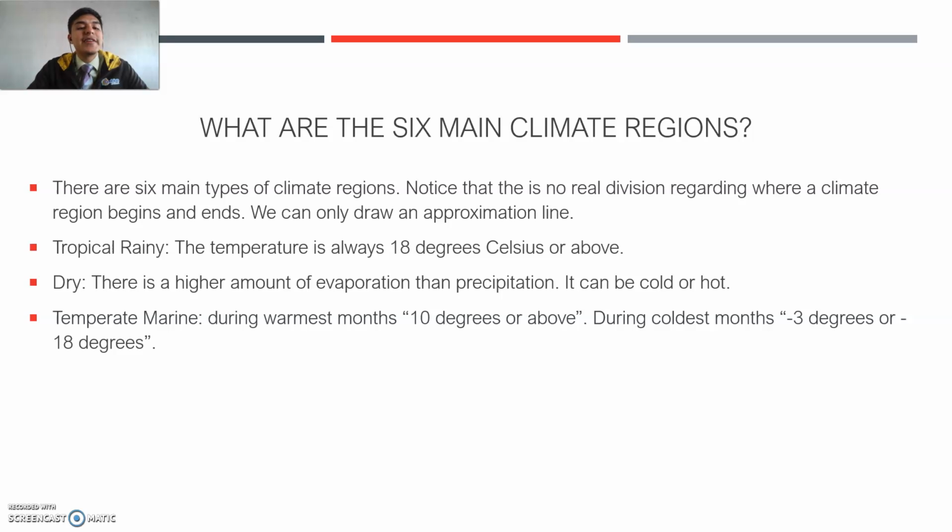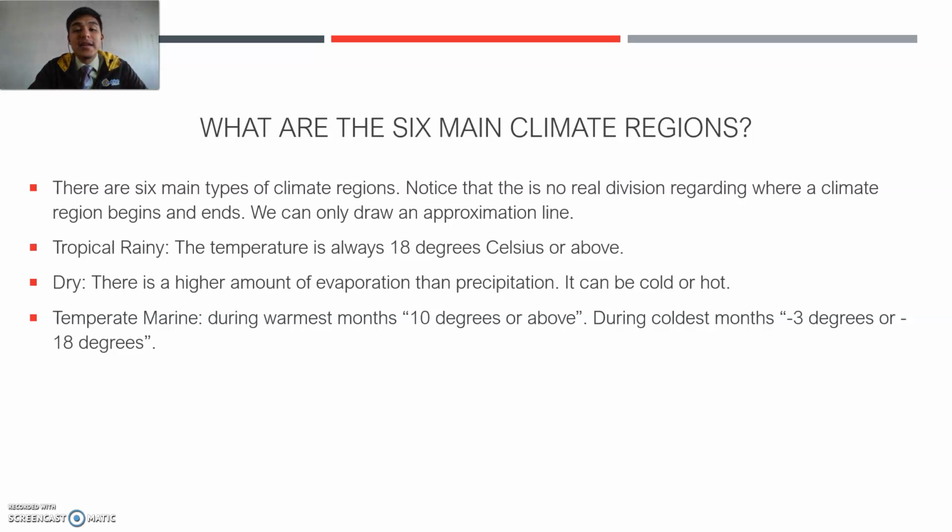We have temperate marine. During the warmest months, it is going to reach 10 degrees Celsius or above. And during the coldest months, it is going to achieve minus 3 degrees or minus 18 degrees. So, of course, this is part of the temperate types of climate.